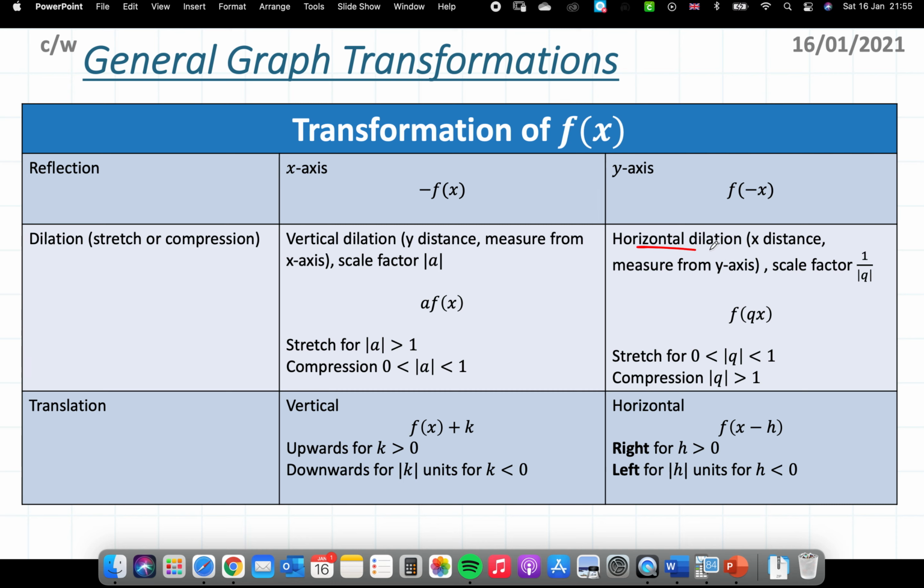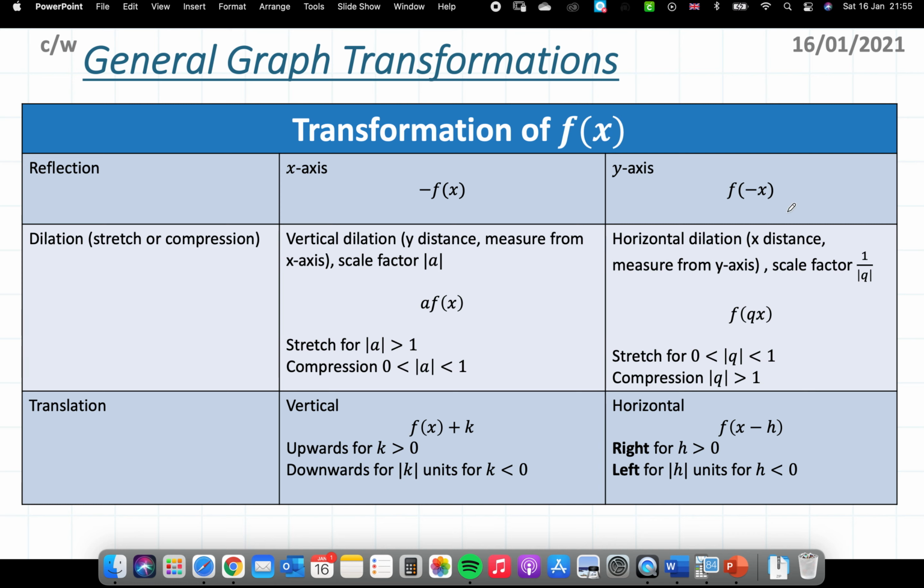The opposite is a horizontal dilation, and what it is, it's a value inside, and that multiplies with your x. So you have a scale factor of 1 over the q value. So if it was f of 2x, your scale factor is going to be 1 over 2. Even if it was f of negative 2x, your scale factor is going to be positive 1 over 2.